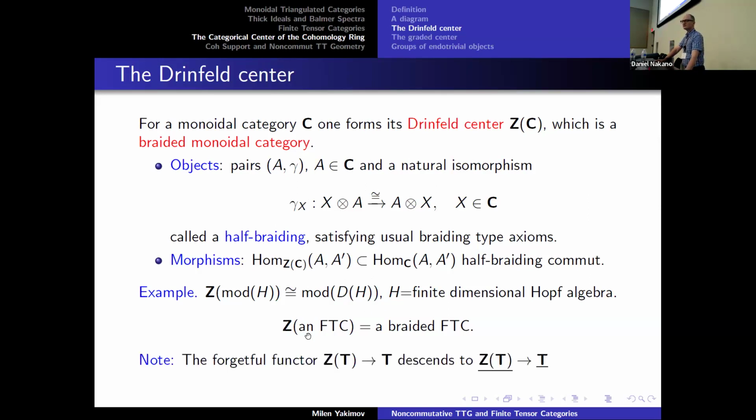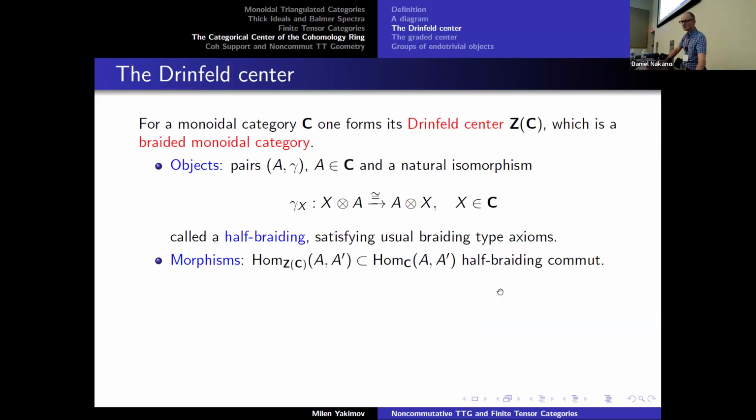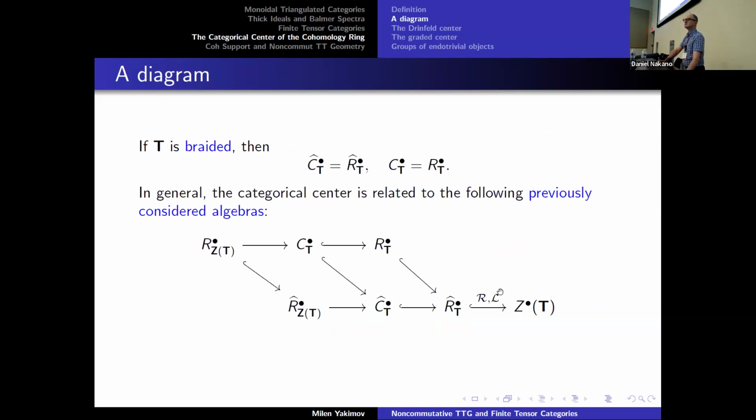So now we have the forgetful functor from the Drinfeld center of T to T. And this is a functor on the abelian level. It's an exact functor on the abelian level. So this now is going to descend to a functor on the triangulated level from the stable category of the Drinfeld center of T to the stable category of T. So now I can go back to the picture and explain what the picture means. Since we have a functor from the Drinfeld center of T to T, and that functor exists on the triangulated level, we have a homomorphism from the cohomology ring of the Drinfeld center of T to the cohomology ring of T.